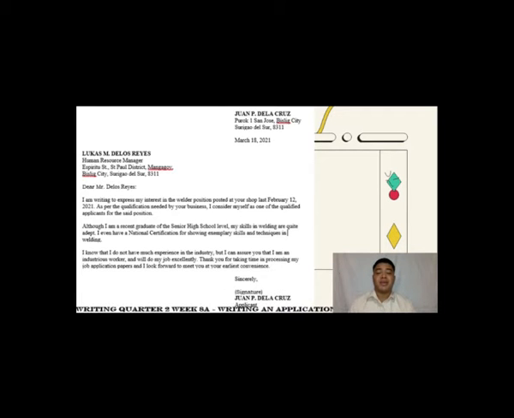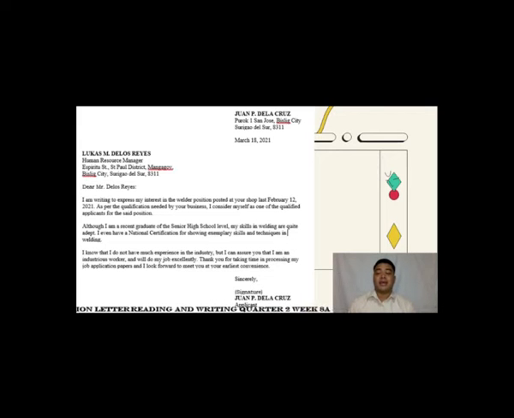You can see that the heading, the date, the complementary clause, the signature, and the sender's identification are shifted to the right side.